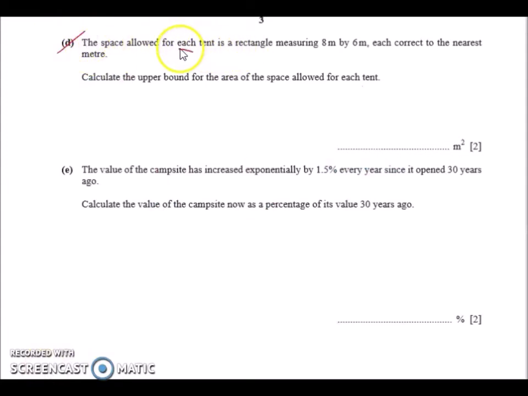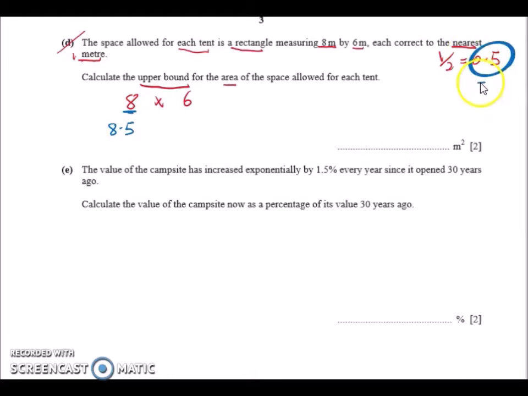Now each tent is a rectangle measured as 8 by 6, each correct to the nearest meter. So the nearest meter, we take 1, and 1 divided by 2, you are getting 0.5. They are asking us to calculate the upper bound of the area. So area is 8 times 6. But if you're looking at the upper bound, this value should be plus 0.5, so you add 0.5 to each of these, and the same goes for 6. 6 plus 0.5, you are getting 6.5, and this one you'll be getting the answer 55.25.